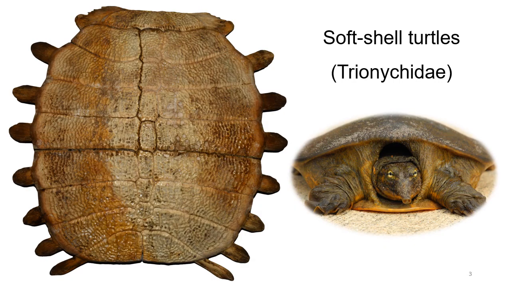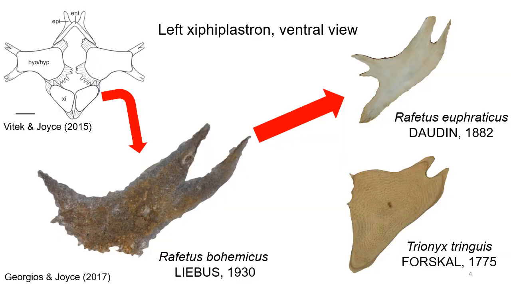The softshell turtles are a group of freshwater turtles with a soft skinny shell. They are very common in the fossil record. Especially the shell fragments are very common. The stratigraphic range is from Cretaceous to present.